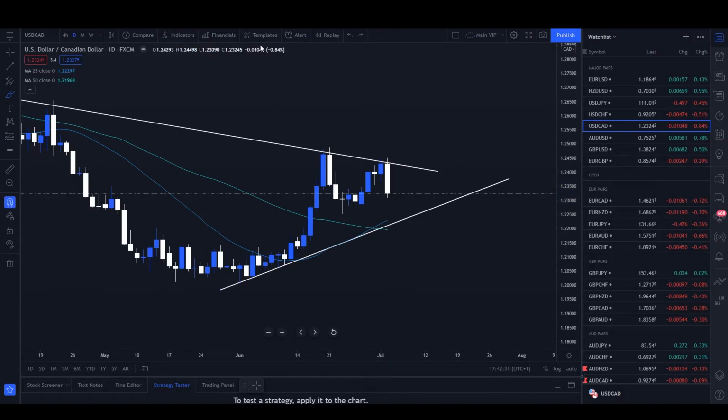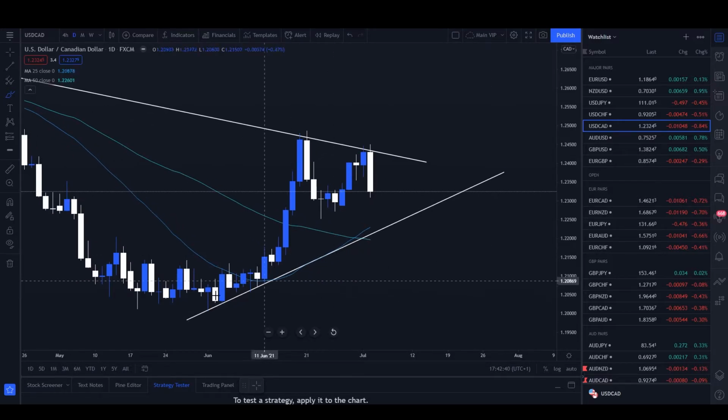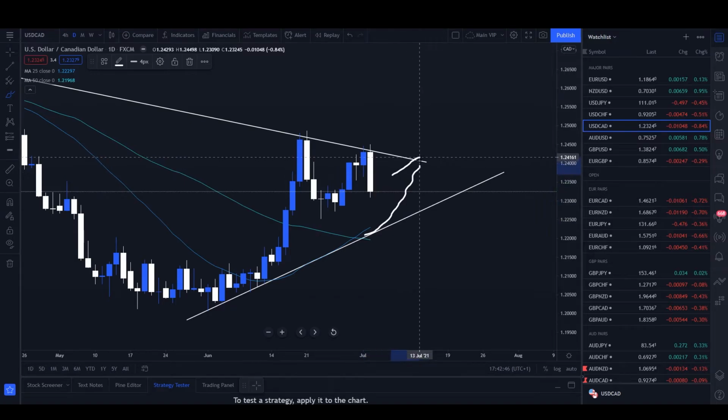Maybe that could happen due to some fundamental news, and then if it does happen and we get a bullish engulfing candle of these 25 and 50 moving averages, or this little uptrend, we could potentially see a nice push towards the upside to retest this previous downtrend.